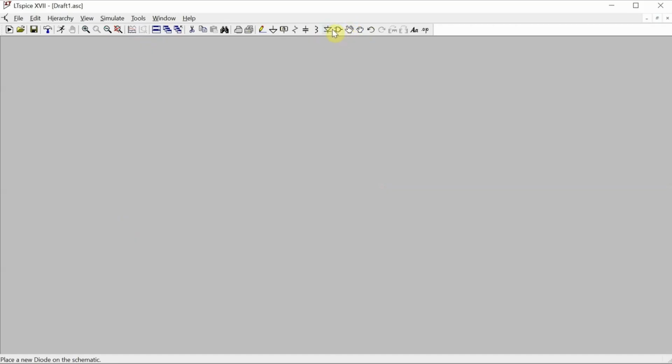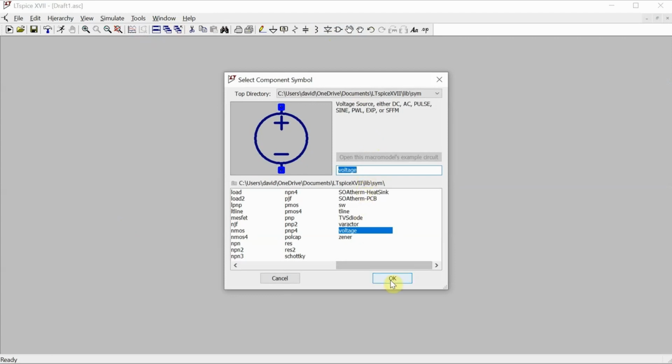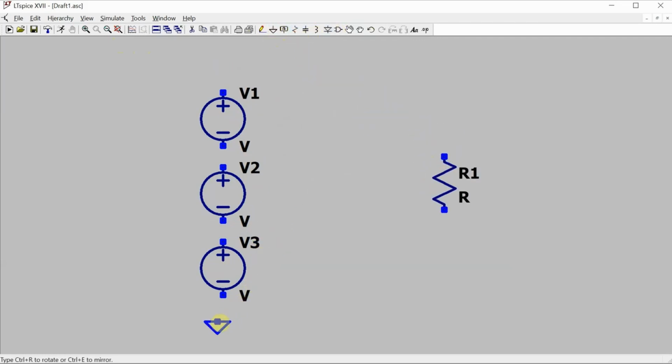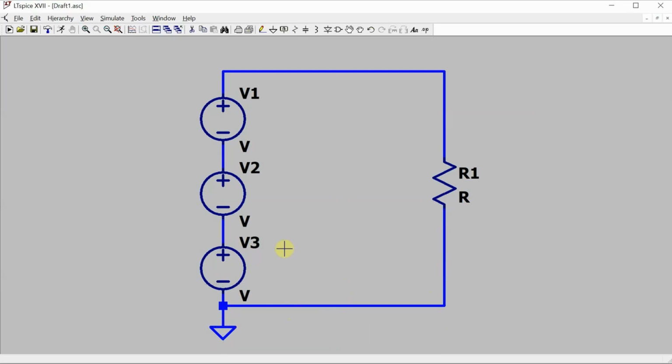So I will start by dropping in some voltage sources, and I'll configure them in a sec. And then a resistive load and a common reference. Now I'll wire up all of these components and then configure the components.